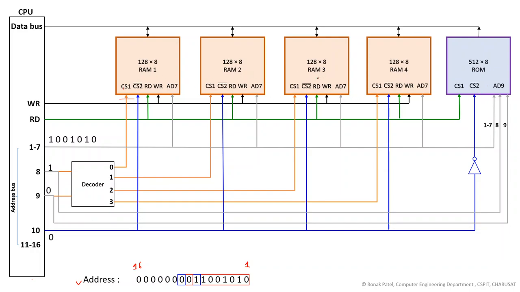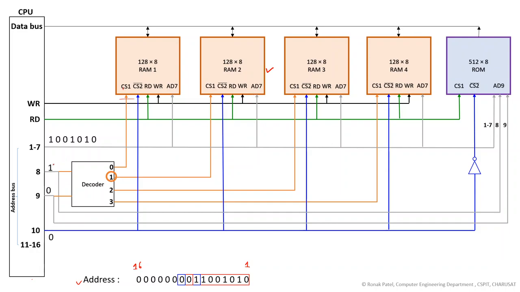Now out of these 4 RAMs, which RAM? For that, use 8 and 9. And from 8 and 9, you get to know that it is RAM 2. Right. Because in the decoder, the output 1 will be passed to this line. Rest will be 0. Okay. So now this will be selected. RAM 2 is selected. So using 10, we have selected between RAM and ROM. And using 8 and 9, we have selected RAM 2. Now RAM 2 is enabled.